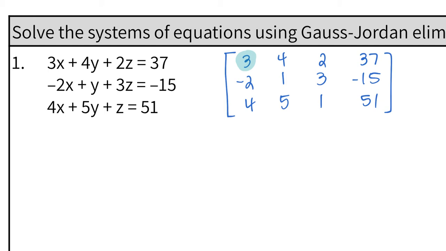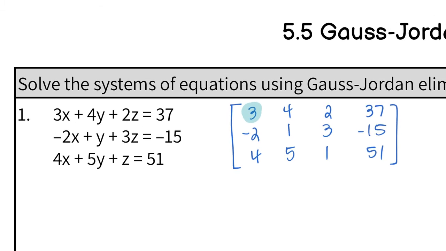Now there's 2 options. So just as a side note, 3 divided by 3 would give us 1. So I could divide the whole row by 3. But I don't want to do that because if I look at the rest of the numbers in that row, they are not divisible by 3. So dividing by 3 is going to give me some fractions and I don't want to. So that option is no good.